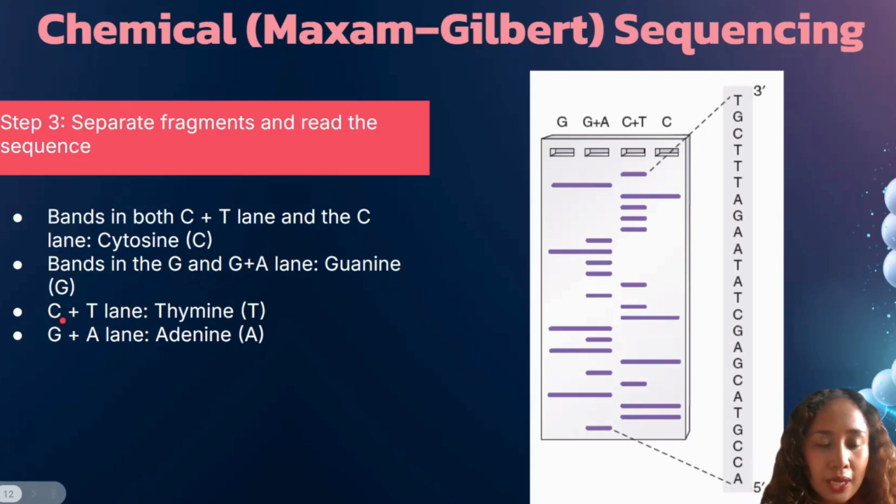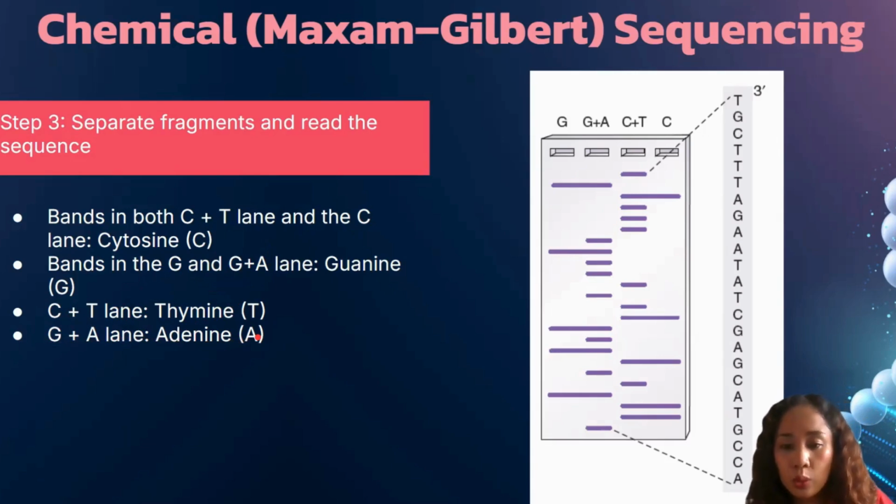If the band is only found in the C plus T lane, it's thymine. And if it's only found in the G plus A lane, it's adenine. Okay? So, what they do is, do I have a note here?